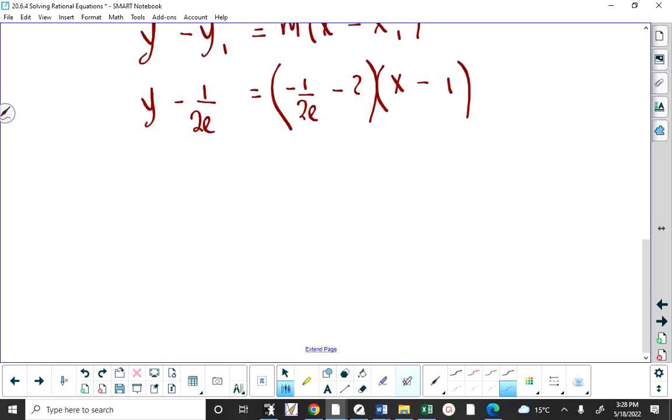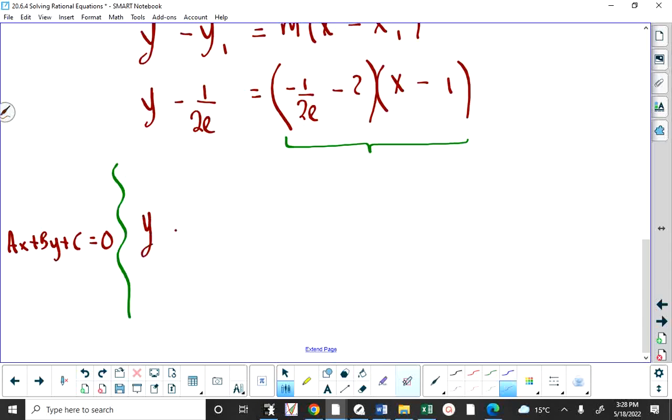Well, if we want to simplify this, and I'm a fan of going to the ax plus by plus c equals 0 form, then you're going to have to FOIL out this binomial times that binomial. Let's see what happens here.